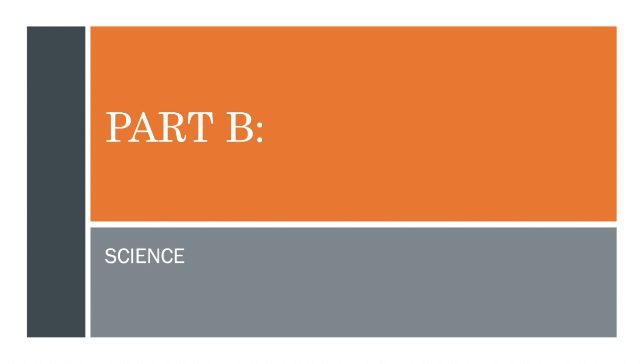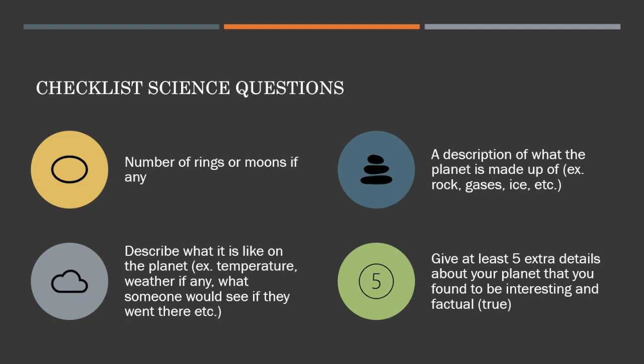Let's go into part B, science. My part. Okay? Checklist science questions. You're going to have to tell me the number of rings and or moons, if any, of your planet. Okay? You're going to describe what it's like on the planet. What's the temperature? Is there weather there? What would somebody see if they went there? Etc. Okay? Then, description of what the planet is made up of.